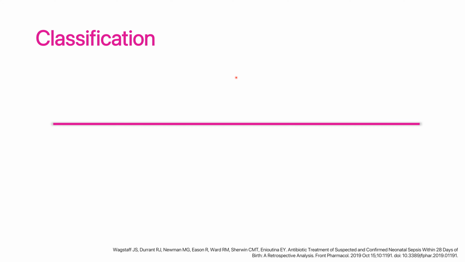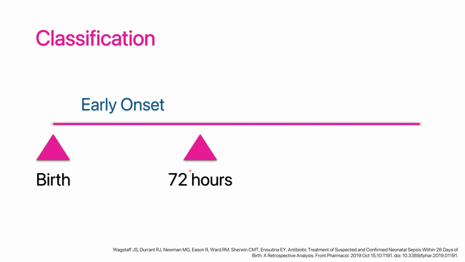So coming to the classification. To learn about the classification, basically we need to remember two time points. The first time point is birth, the second is 72 hours. Any neonatal sepsis occurring between birth and 72 hours, that means before 72 hours of age, is classified as early onset neonatal sepsis, and any neonatal sepsis after that is called late onset neonatal sepsis.